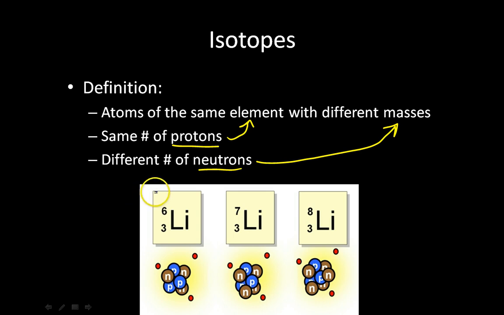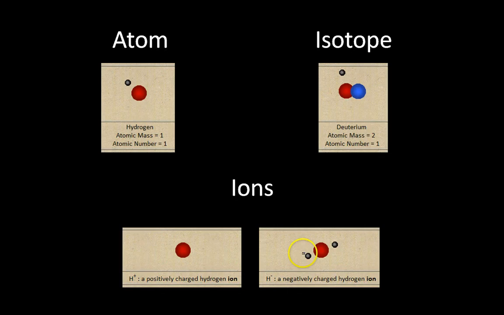Here's another example of a set of isotopes. We have lithium that weighs 6 because it has 3 protons and 3 neutrons, and still 3 electrons. They always have 3 electrons if they're isotopes, or the same number of electrons. Another isotope would have 4 neutrons, still 3 protons and 3 electrons, and then the third isotope of lithium has 5 neutrons and 3 protons and 3 electrons.